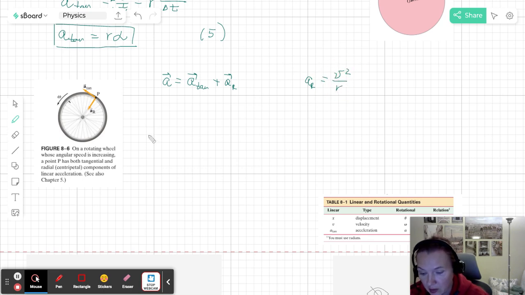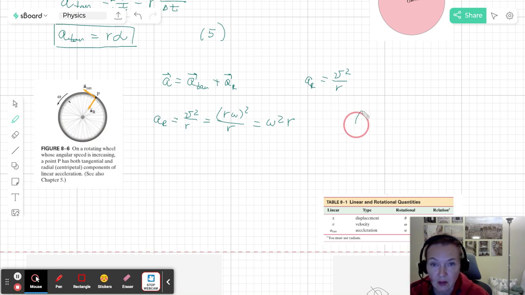So now we can plug that in and see that AR equals v squared over r. Instead of v squared, I can plug in r omega squared over r, which means that I will have omega squared, and then r squared divided by r is going to cancel, and I'm going to have omega squared r. This is equation number 6. So that means that the centripetal acceleration is greater the farther you are from the axis of rotation, because if you look at this, the centripetal acceleration actually depends on the radius.